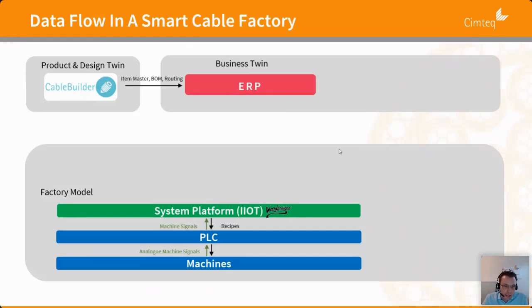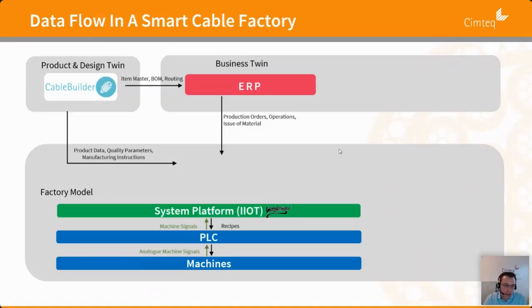Now, if we want to look at the data flow, I mentioned it before, from the design team you would get things like item master, the BOM, and the routing, and you would integrate that with your ERP system so that your ERP is always up to date with the latest design information from your design team. The ERP issues production orders to the factory, issues material, etc., etc.